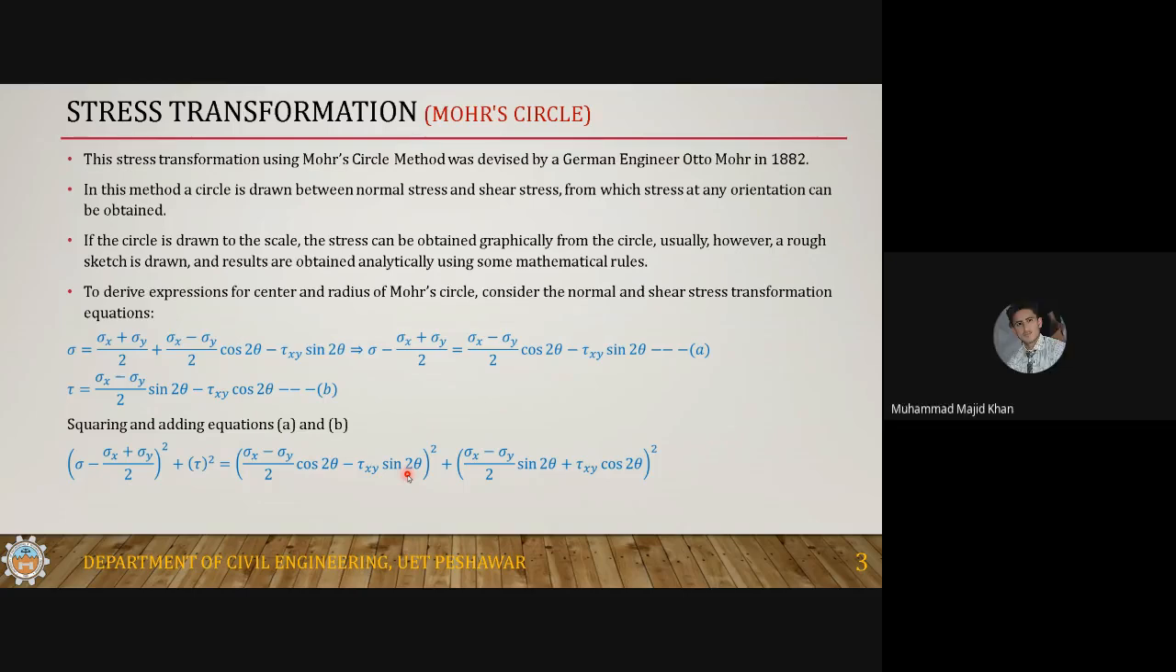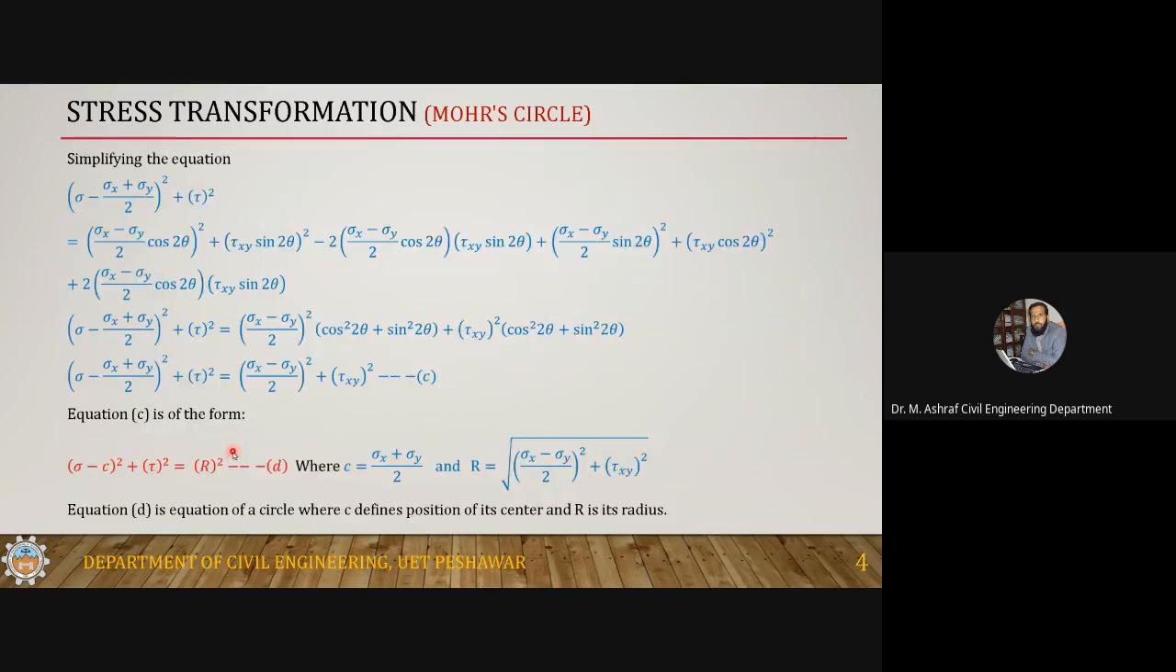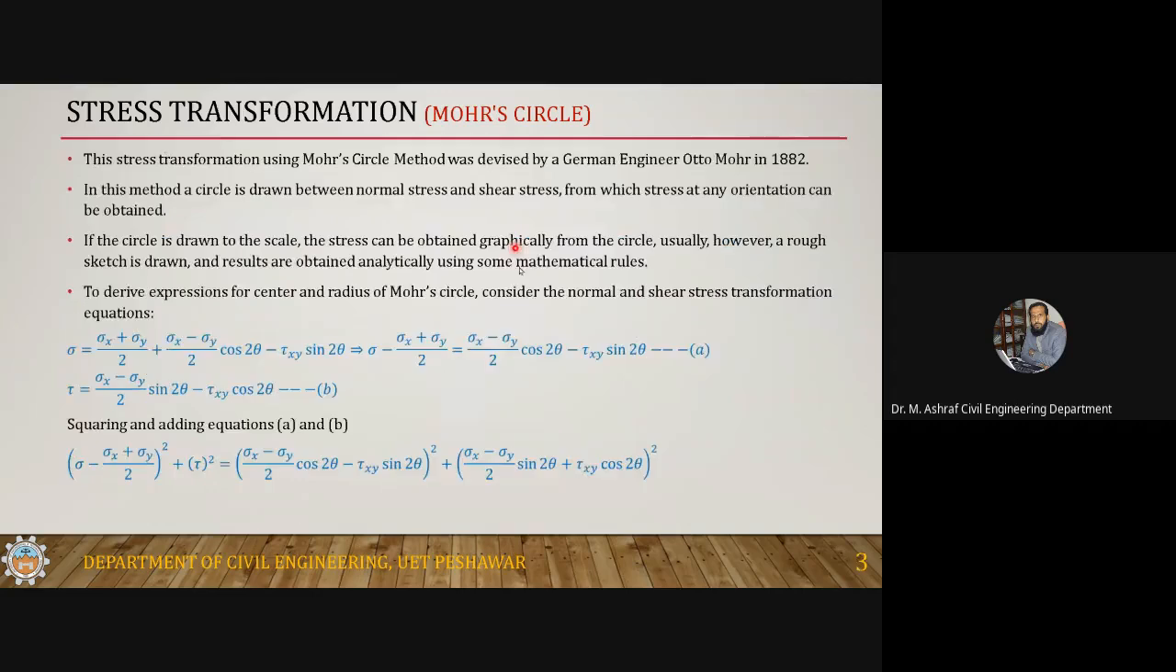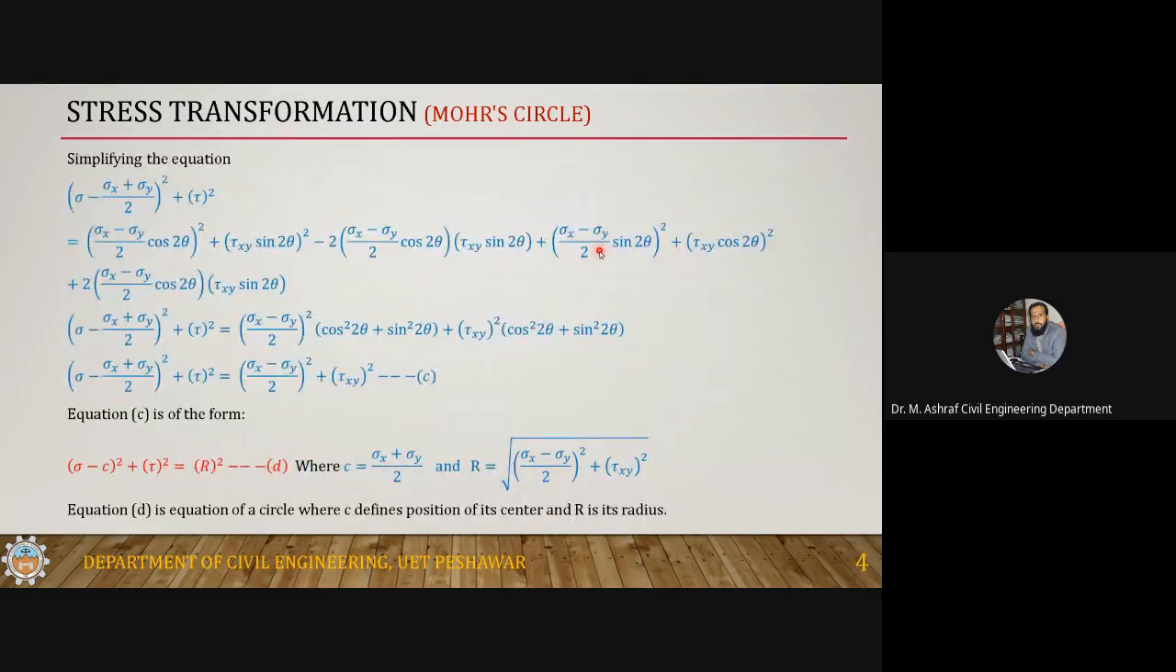Yes, sir. Okay. So here you can see A square plus B square minus 2AB. And the second one, this is A plus B square. So this is A square plus B square plus 2AB.